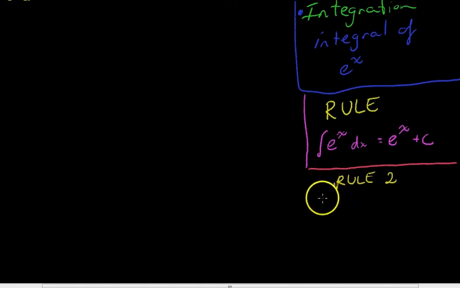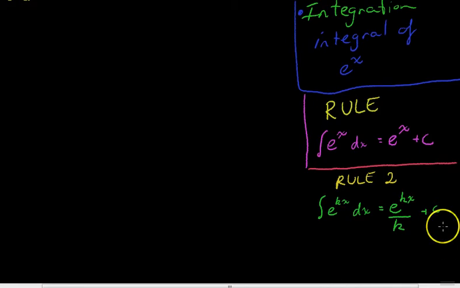Here's our second rule. The integral of e to the kx with respect to x. Now the k is just a constant, so it might be e to the 5x or e to the 10x or e to the 0.5x, whatever it might be. Now the integral of that is going to be equal to e to the kx, so pretty straightforward. Everything stays the same so far, but we're dividing the whole thing by k, plus c.